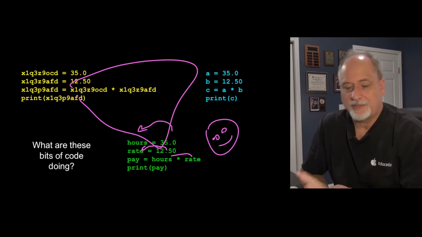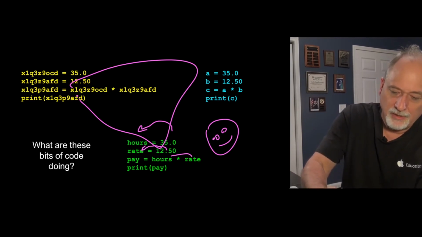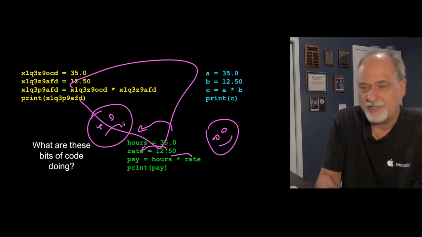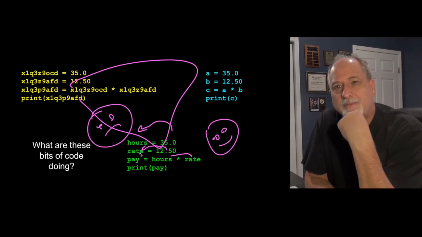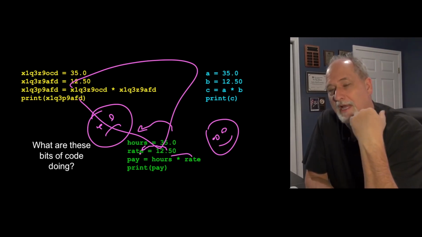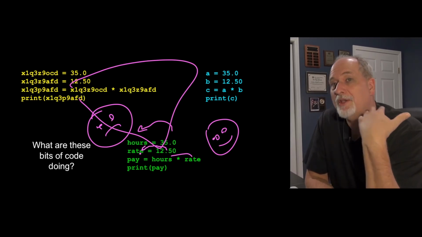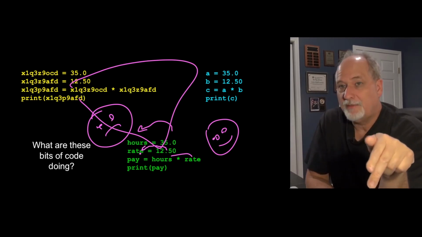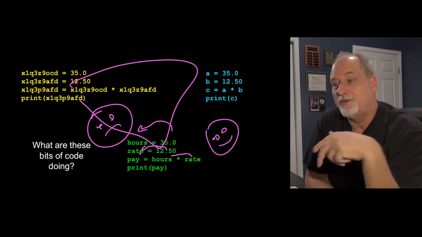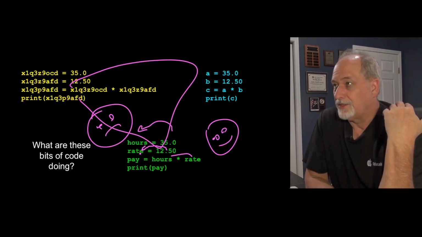The problem, the danger, is if you read this and you think that somehow Python understands payroll, that if you name a variable hours, that Python knows what hours means. The answer is Python really doesn't care what you name the variable, as long as what you name it, you use it, right? And so you've got to be careful.